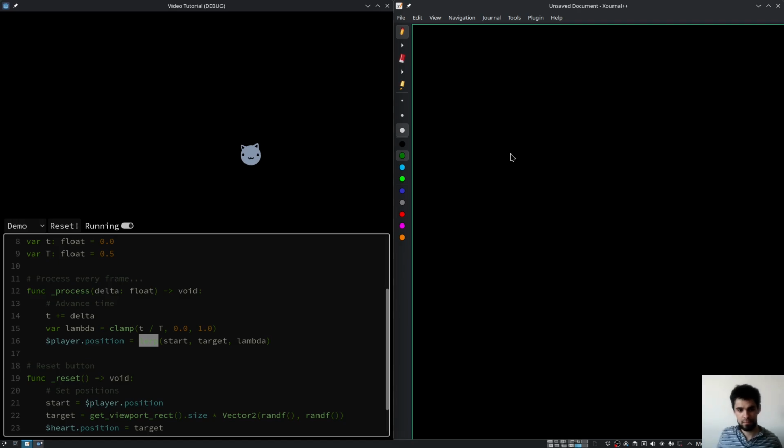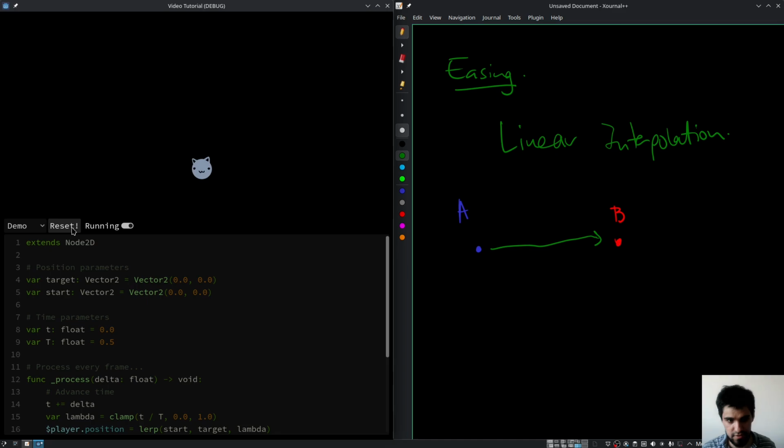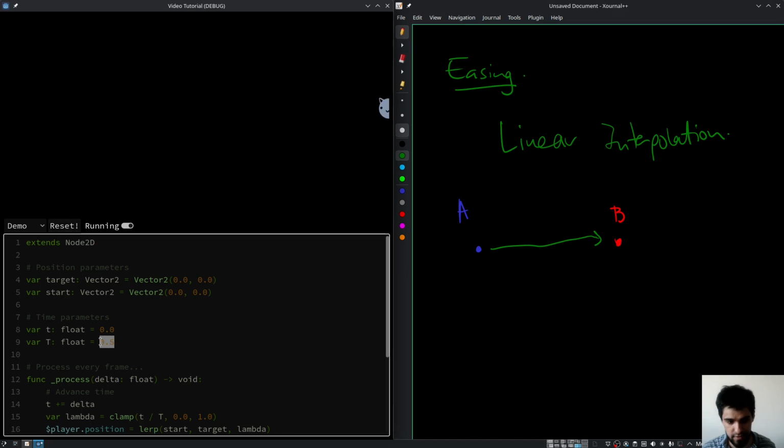Hello everyone. In this video, I will very briefly talk about the easing that we can do for our linear interpolation. In my last video, I was working and learning about linear interpolation, and this helps us move from one point A to a point B linearly. Whenever I want to move from one point to another, I can use linear interpolation. Okay, that's really quick. I'm just going to make it a little bit slower.